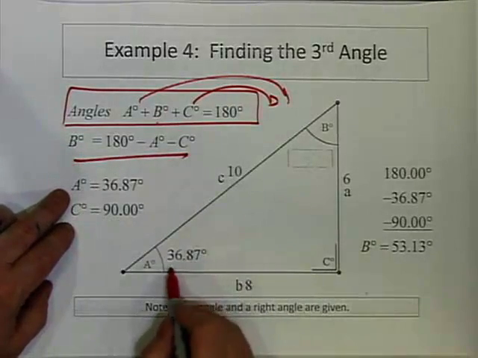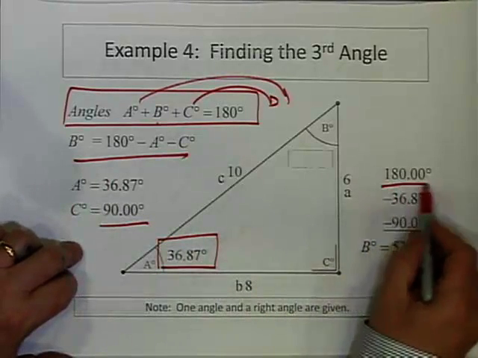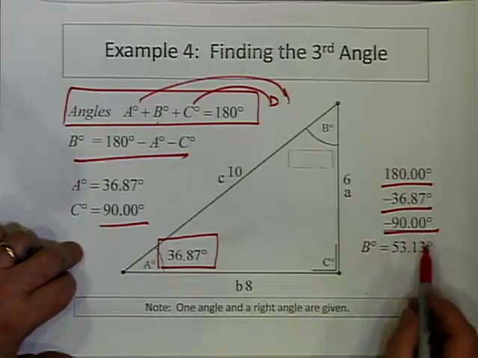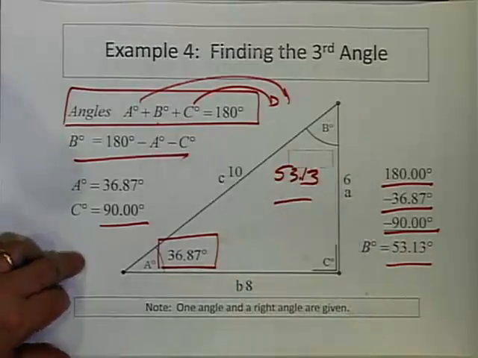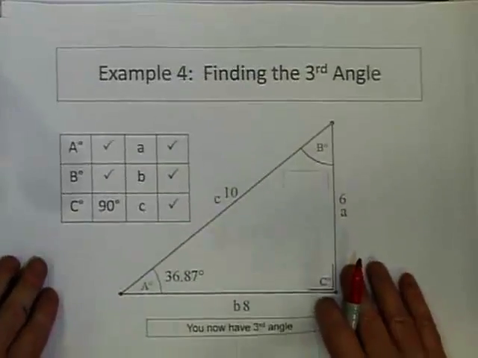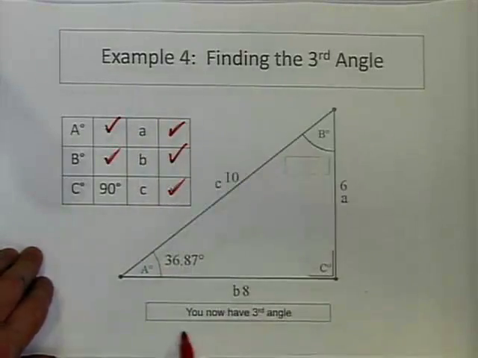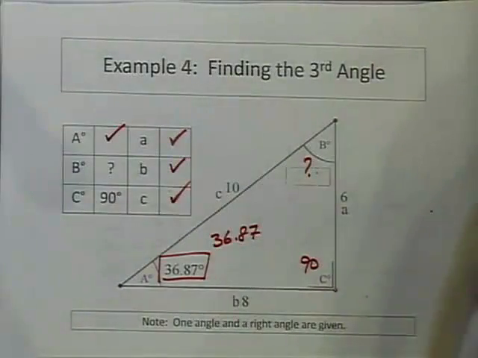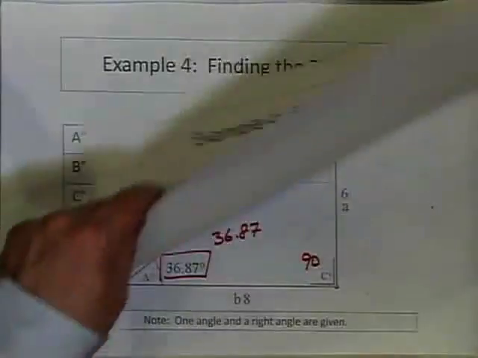But A we know as 36.87. C we know as 90. So it's 180 minus A, minus C, 53.13. So, finding the third angle, it looks like we now have it. You now have the third angle, and we're done. So you're given one and the right angle, and it's sorted.